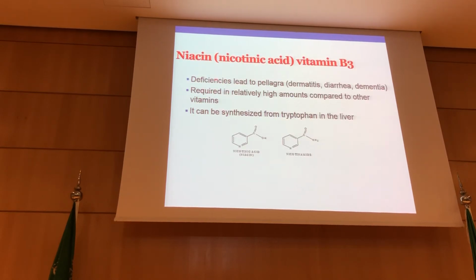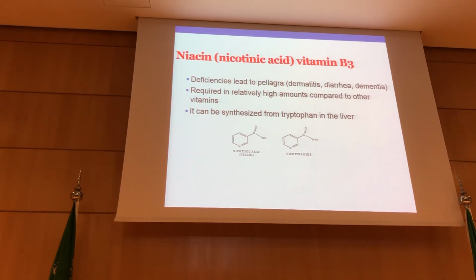So what do we need to know about these coenzymes? First of all, deficiency of niacin, which is vitamin B3, will cause a disease called pellagra. Pellagra will cause the triple D, which are dermatitis, diarrhea, and dementia. And if it's not treated, a fourth D, which is death. So the disease is due to deficiency in vitamin B3.